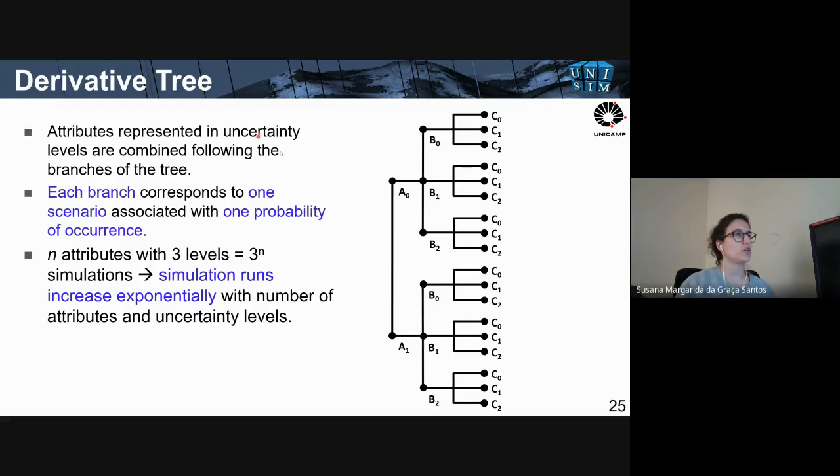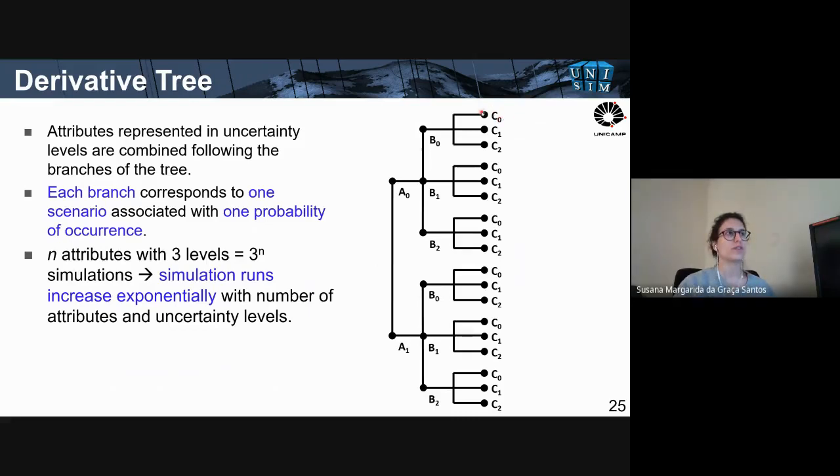The way it works is that you use a tree, which you probably learned in statistics, to combine all possible levels of all possible attributes. For example, we have here three attributes, A, B, and C. A is divided into two levels, A0 and A1, and then you have B, so combine A0 with B0, B1, and B2, and the same for A1 with B0, B1, and B2, and then you go with C, and you have C0, C1, and C2, and so on.